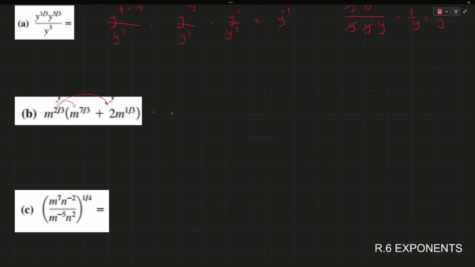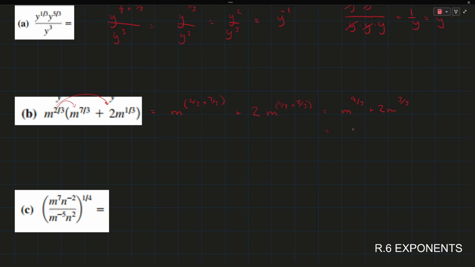So if we do that, since we're multiplying, we'd have m to the 2/3 plus 7/3 over here. And then here we'd have 2, and then same thing, m to the 1/3 plus 2/3. There we go. So that's really that, and then just do some math, right? 2/3 plus 7/3, so you get m to the 9/3 plus 2m to the 3/3.